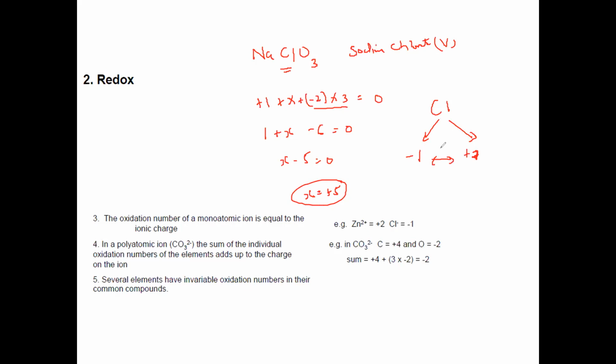A positive sign shows that electrons are being shifted from chlorine to another element, and a negative sign shows that electrons are shifted from another element to chlorine. Is this example clear? That is the oxidation number of chlorine in sodium chlorate 5. Any doubt in this part?